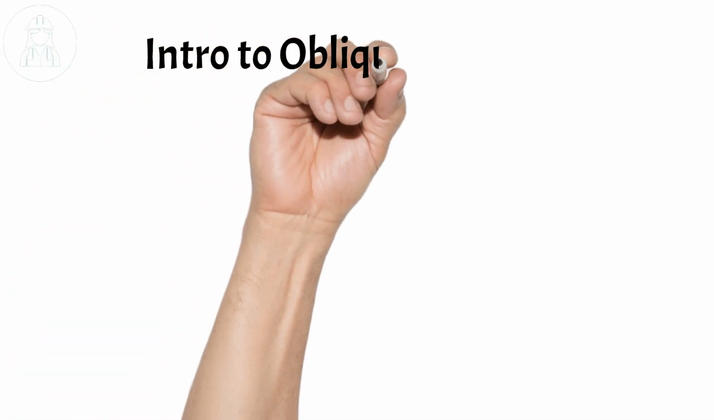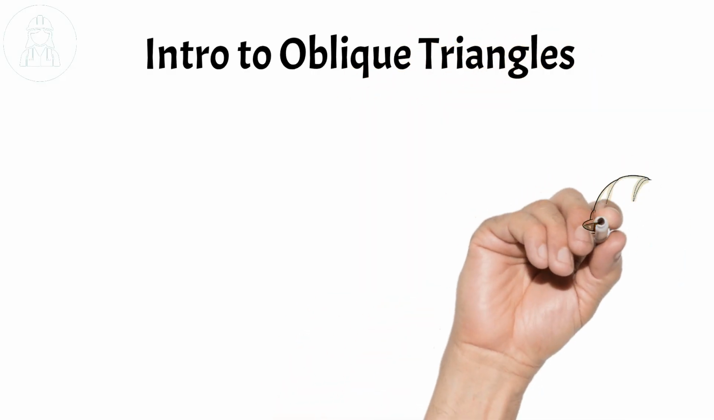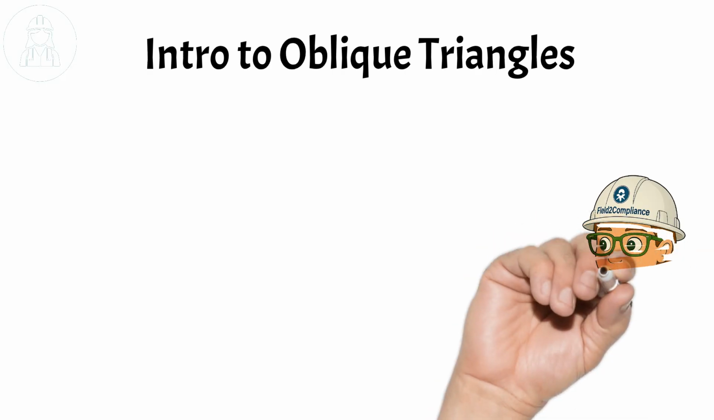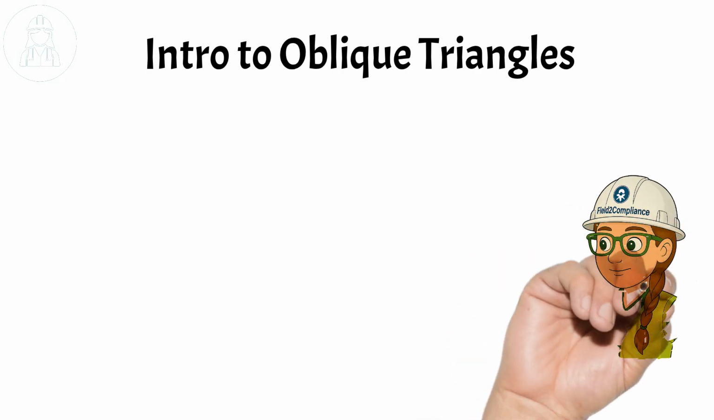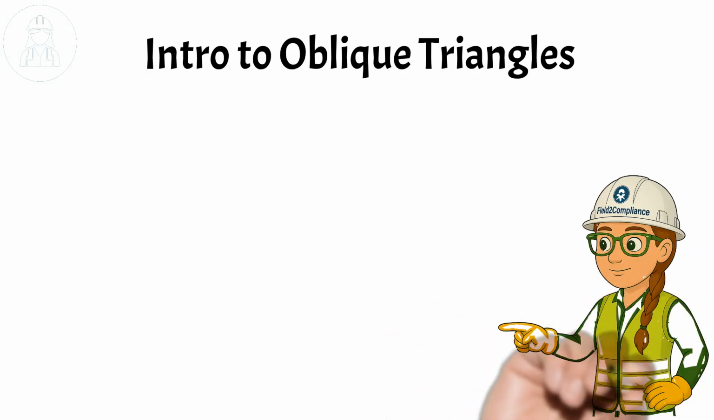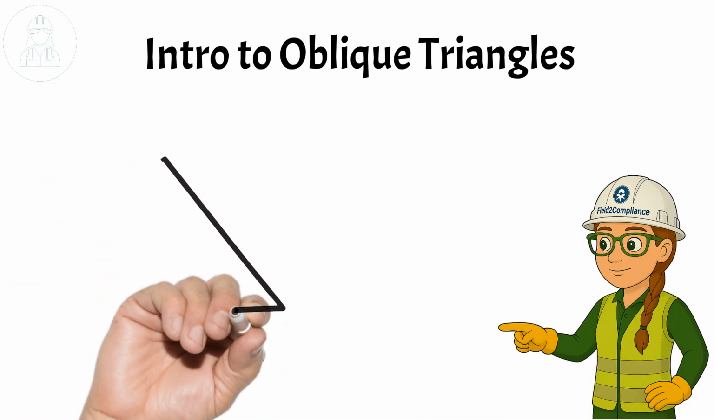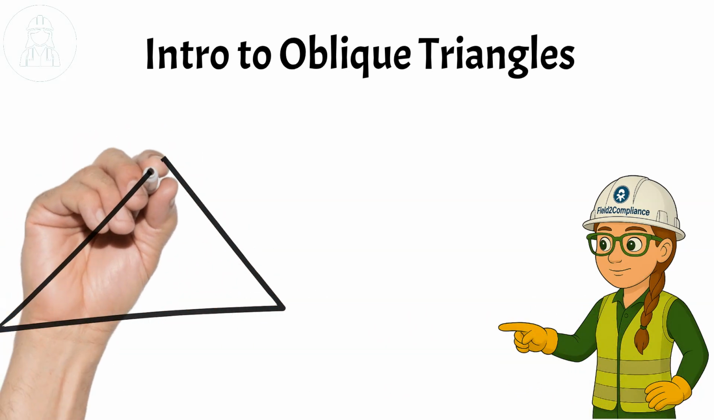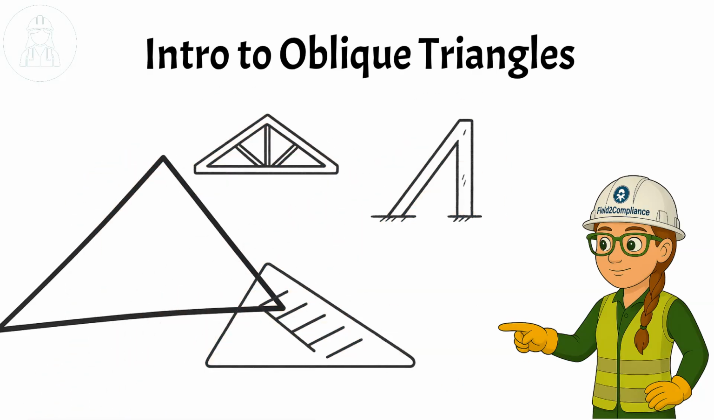Up to this point, we've worked with right triangles, but in construction, not every triangle has a 90-degree angle. Roof trusses, sloped supports, and irregular lots often form oblique triangles, triangles without a right angle. To solve these, we use the law of sines and the law of cosines. These tools let us find missing sides and angles just like SOH-CAH-TOA, but for any triangle.